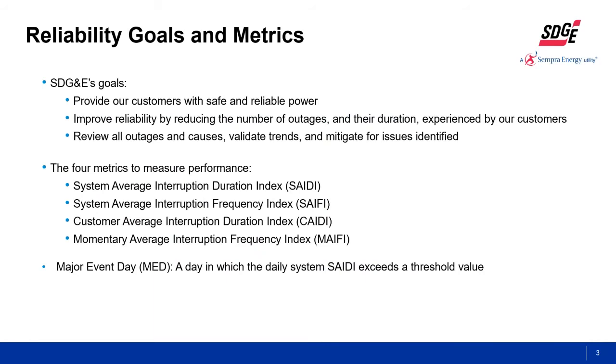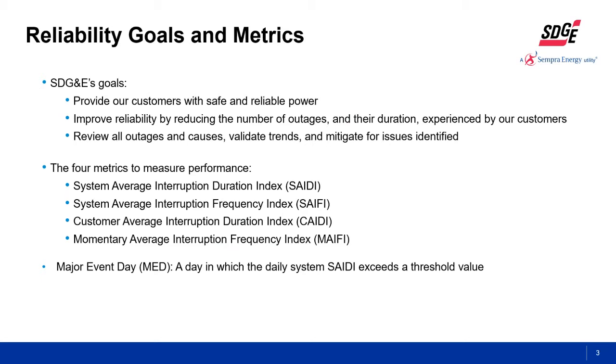Like anything else, we have to look at reliability. We have to have a way to measure reliability, and toward that end, our goal as a provider is to provide our customers with safe and reliable power, improve reliability by reducing the number of outages and their duration, as experienced by our customers. We review all our outages and causes, validate trends that may surface, and we work to mitigate for issues that we are able to identify.